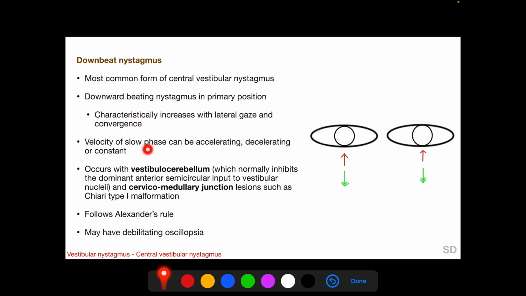The velocity of the slow phase in case of a downbeating nystagmus can be accelerating, decelerating, or constant. Downbeat nystagmus is said to occur with lesions of the vestibular cerebellum as well as lesions of the cervicomedullary junction. This is important to remember. So if there is a lesion of the pathway which normally inhibits the dominant anterior semicircular input, there will be relative overaction of the anterior semicircular input and a relative underaction of the posterior semicircular input, resulting in a downbeat nystagmus. And like other jerk nystagmus, downbeat nystagmus follows Alexander's rule, and the patient may have debilitating oscillopsia.